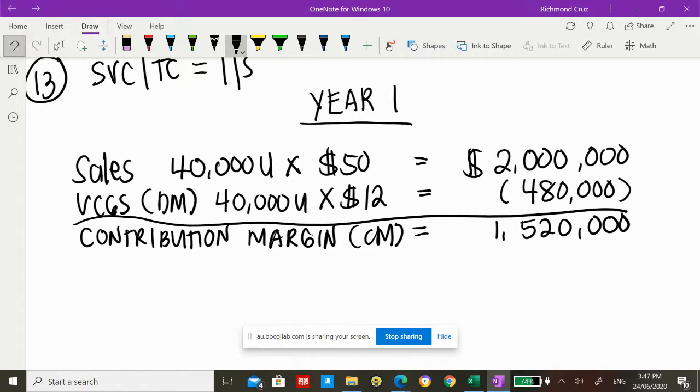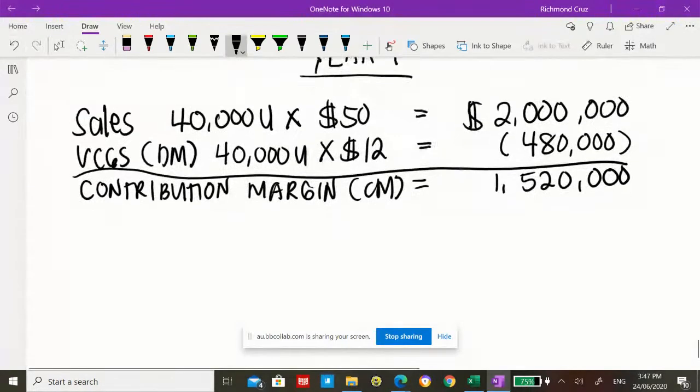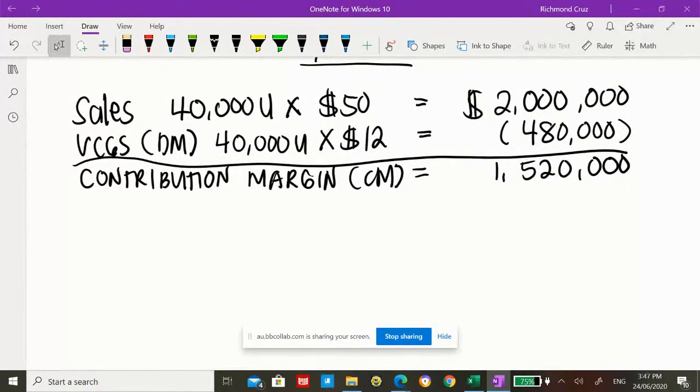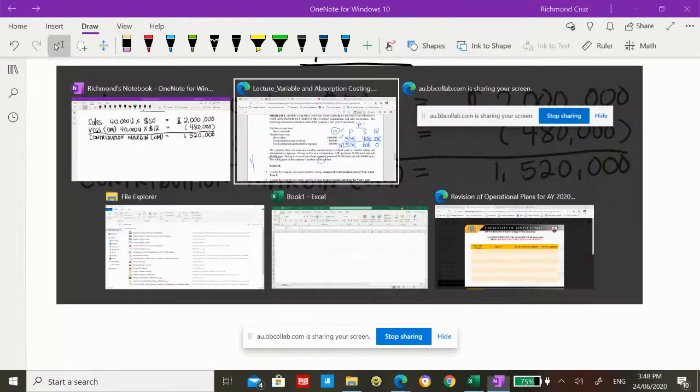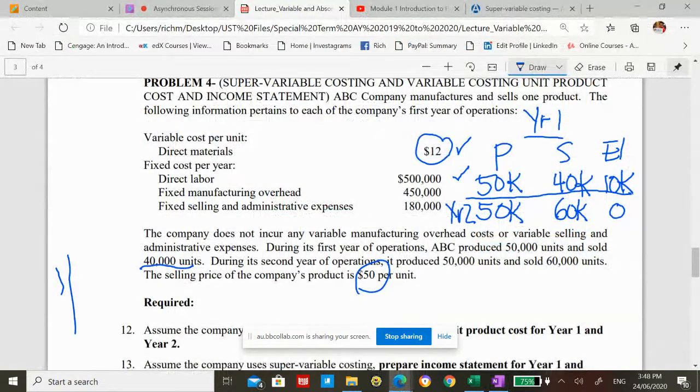So after the contribution margin, just deduct all of the other expenses that are considered fixed. Remember, for super variable costing, except for direct materials, all other costs are recognized as period costs and fixed expenses. So for this problem, we have direct labor for 500,000 and fixed manufacturing overhead for 450,000 and fixed selling and admin expenses of 180,000.